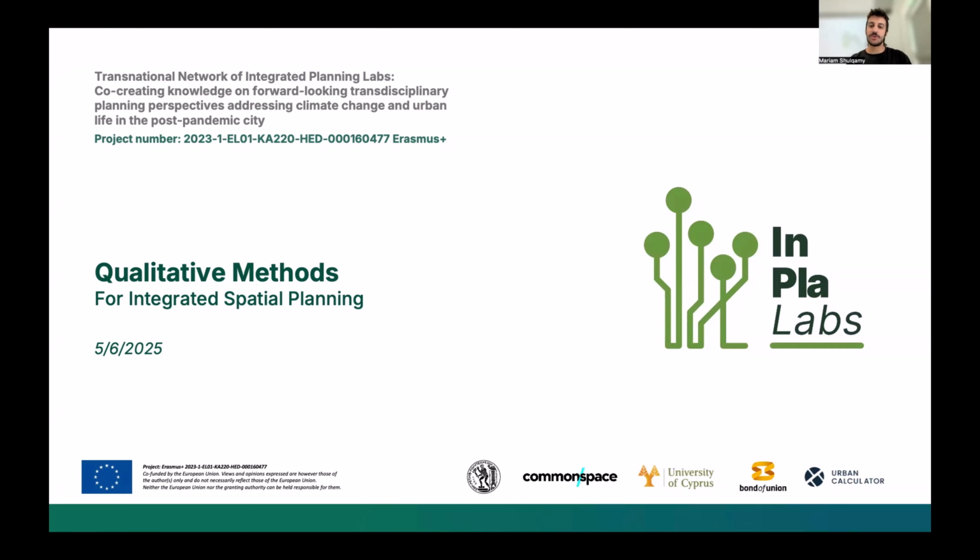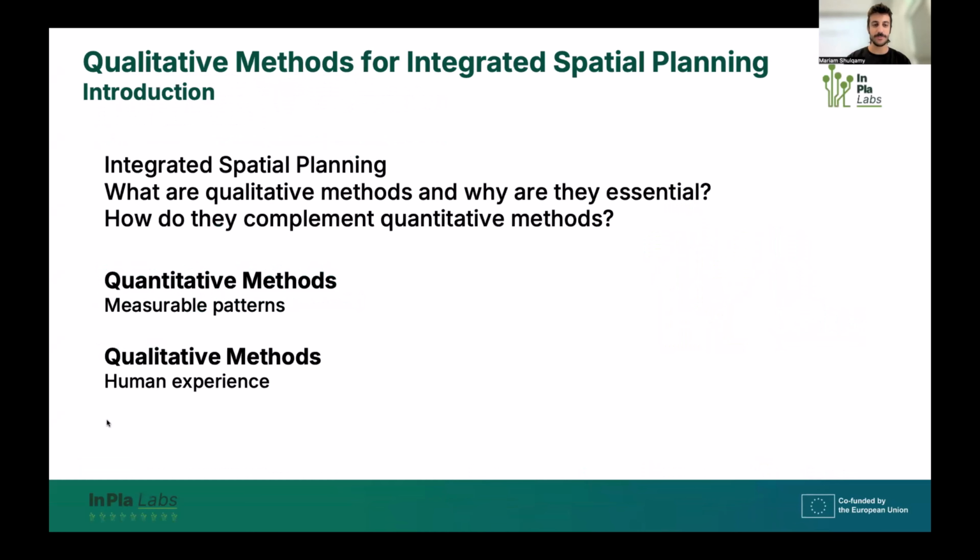My presentation will be on qualitative methods for integrated spatial planning, and we will explore how methods like interviews, observations, and participatory techniques can help us understand urban life and how they can inform inclusive, responsive planning strategies. There are many connections with things we have already heard and things that we will talk about later as well.